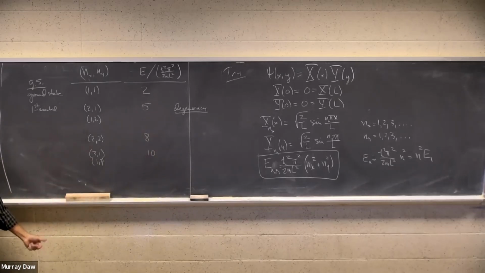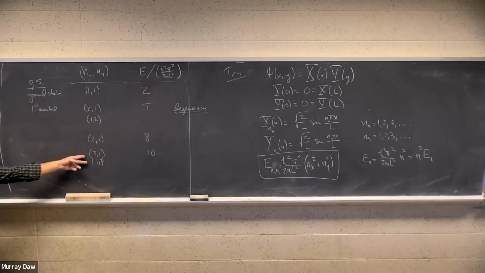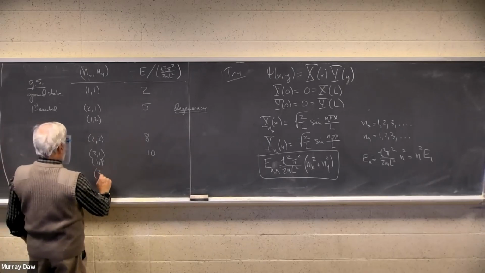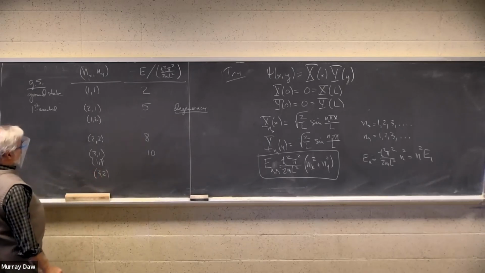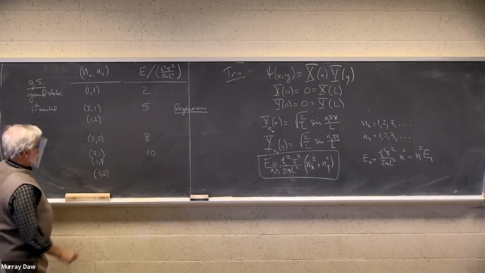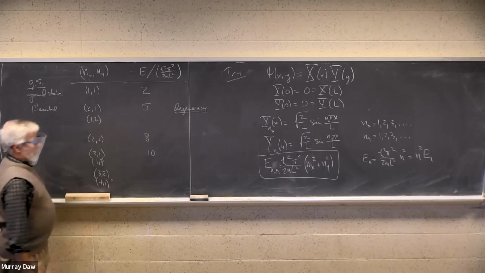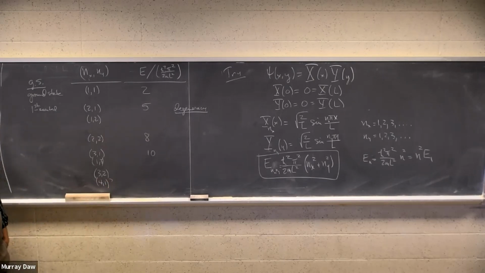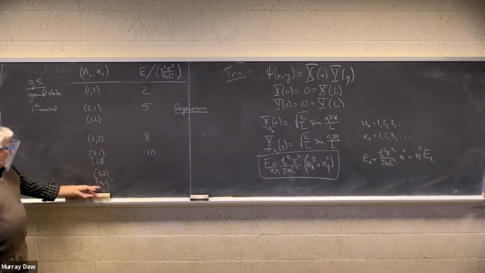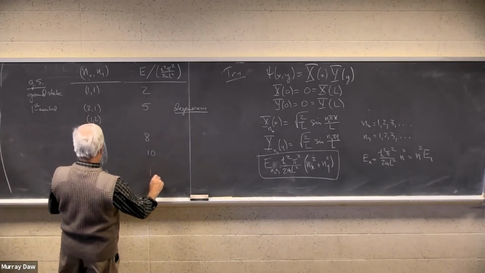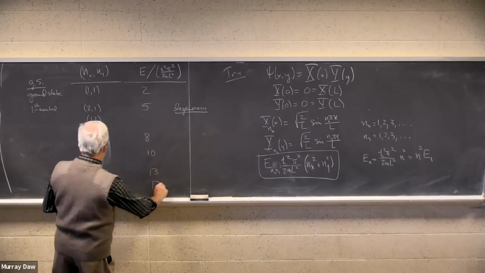Just keep going. And we have another degeneracy. So 3, 2, maybe, or 4, 1. Is 3, 2 next or 4, 1? Let's see. This is 9 plus 4, which is 13. This is 16, and this is 17. So that's 13 and 17. Looks like it goes in this order.